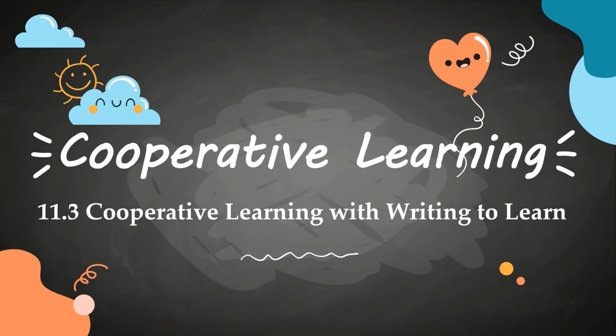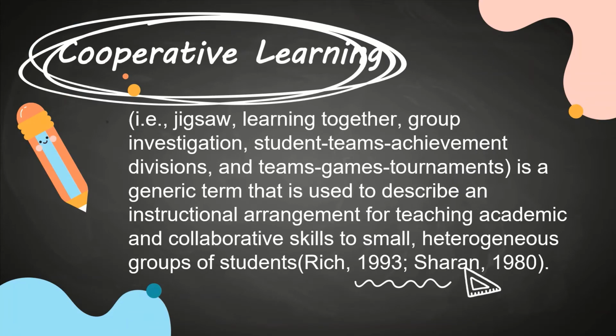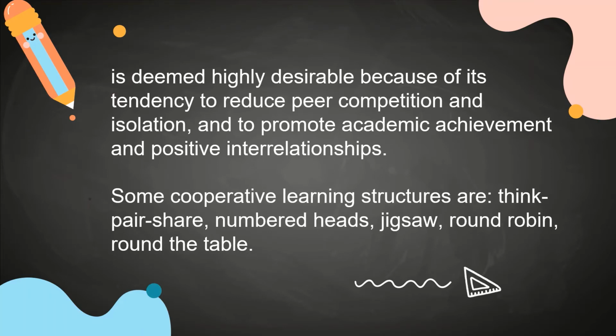Cooperative learning. Cooperative learning, jigsaw, learning together, group investigation, student team achievement division, games tournament, is a generic term that is used to describe an instructional arrangement for teaching academic and collaborative skills to small heterogeneous groups of students, according to Rich 1993, Sharan 1980. It is highly desirable because of its tendency to reduce competition and isolation and to promote academic achievement and positive interrelationships. Some cooperative learning structures are think, pair, share, numbered heads, jigsaw, round robin, round the table.